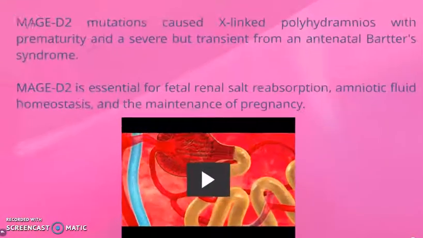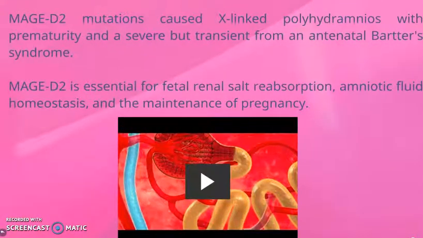Conclusion. MAGED2 mutation causes X-linked polyuria with prematurity and a severe transient antenatal Bartter syndrome. MAGED2 is essential for fetal renal reabsorption, amniotic fluid homeostasis, and the maintenance of pregnancy.